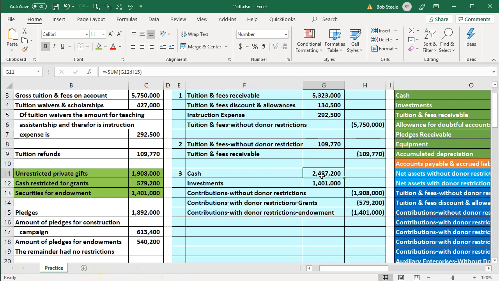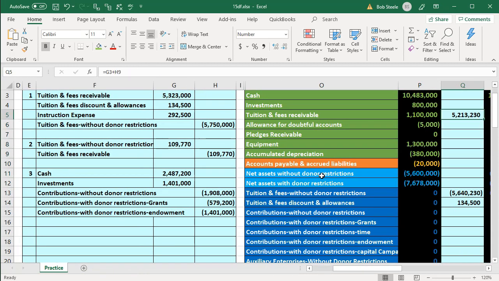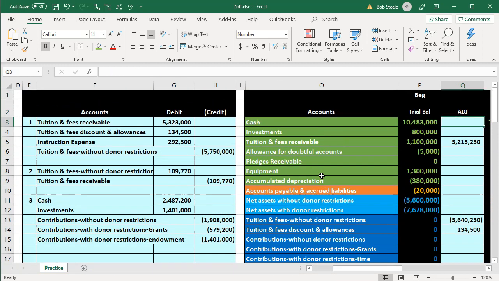Now we can post this one out. We're going to start off with cash. Cash will, of course, be up top. That's going to be our top account, our favorite account. We're in Q3. Within Q3, we're going to say equals and scroll over to that $2,487,200. Then we have investments. So investments is going to be our second account. We're in cell Q4. Within Q4, we're going to say equals. Scroll down to the $1,401,000.